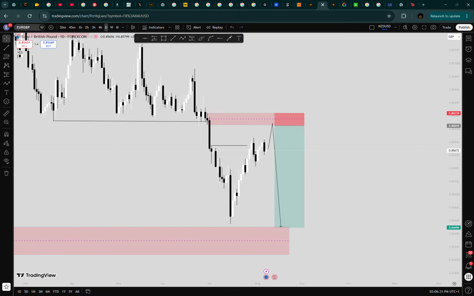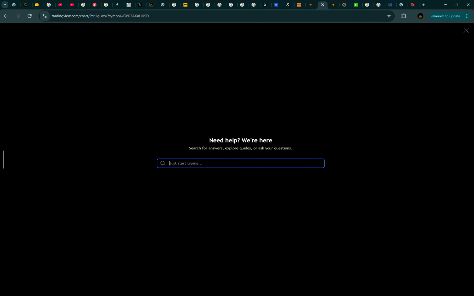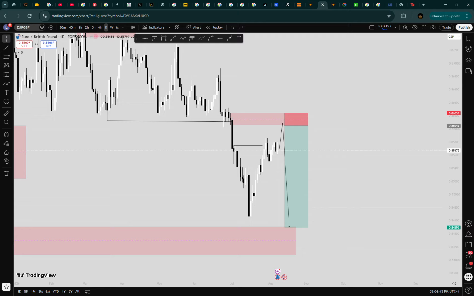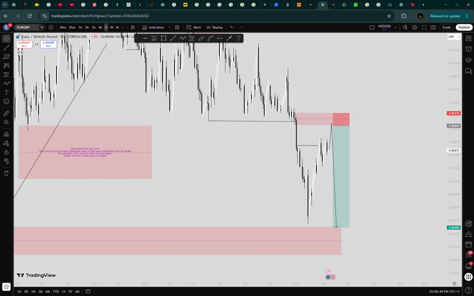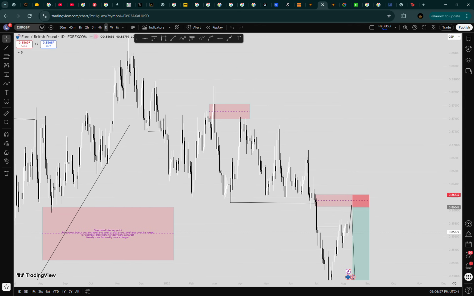This will be our target for the sell. Now this will be our target for the sell. This is directional bias. This is how you get your direction. Remember, a sell started from this zone.